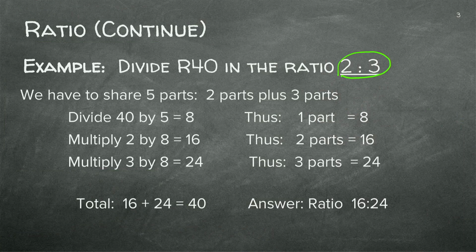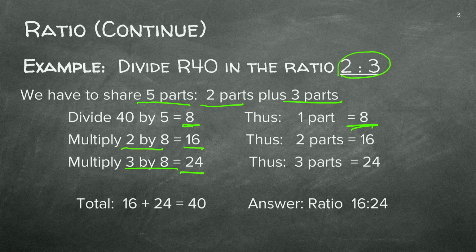So how do you work that one out? So we have to share 5 parts, 2 parts for you and 3 parts to your brother. So we divide 40 by 5, so we get 8. So the value of 1 part is then 8. The rest is then easy. So then you just multiply 2 by 8 for 16 and 3 by 8 for 24. So you will then get 16 Rand and your brother will get 24 Rand.